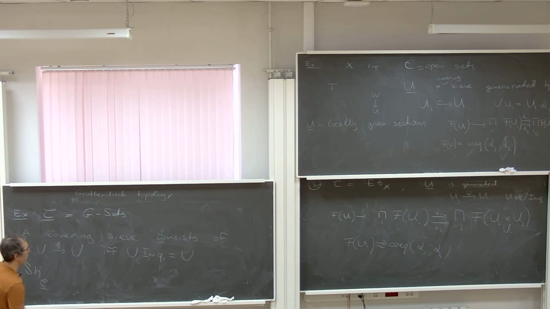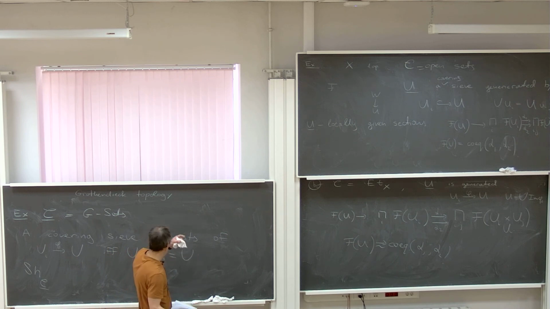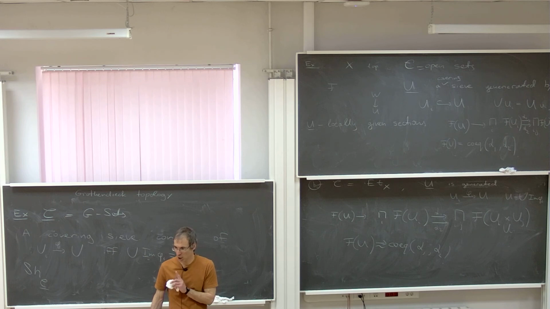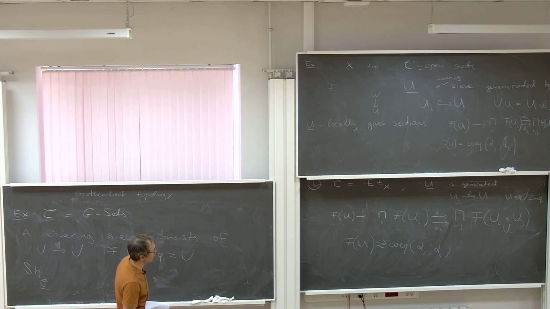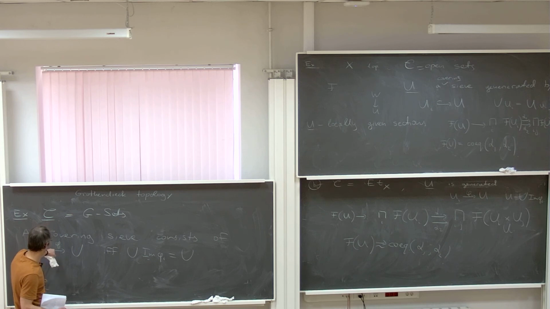So very good. First of all, you want to say that if you have an empty G-set, then a sheaf should assign to it just one point, a set consisting of a single point. And this is implicit in the definition: if you have an empty U, then a sieve consisting of the empty set of phi is a covering sieve.